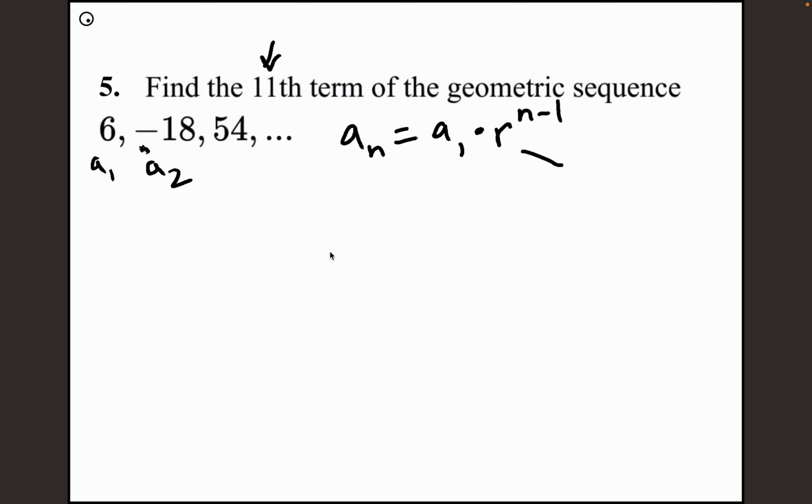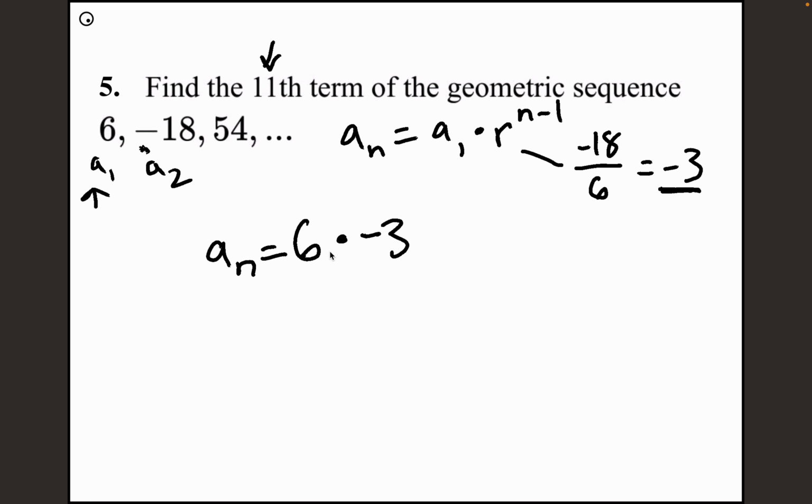Let's go ahead and figure out our R. That was A2 divided by A1. Our A2 value this time is negative 18, and our A1 value is 6. So we're going to do negative 18 divided by 6. When we do that, we get negative 3. So we got to pay attention, this is negative. All right, so let's go ahead and put this into our equation. So we have AN equals A1, which is 6, times our ratio, negative 3, to the power of n minus 1.